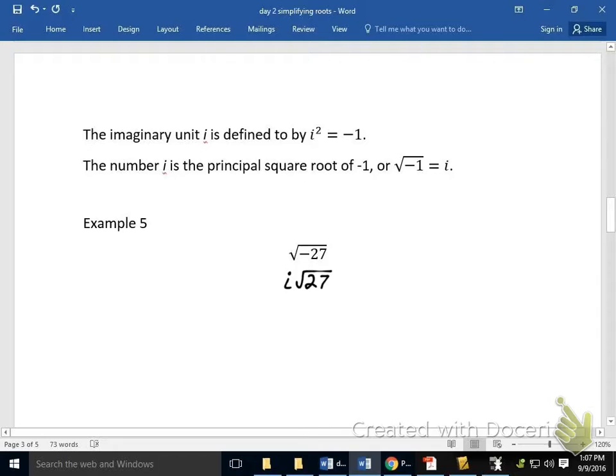Now I'll simplify it. Right now you could be using your calculator to get your answer by typing in 27 over x squared in y equals and going into the table. But you know, this one's a pretty easy one. I'm just going to say that 9 is getting multiplied by 3. And 9 being my perfect square, the square root of 9 is 3. So 3i times the square root of 3 is my answer.